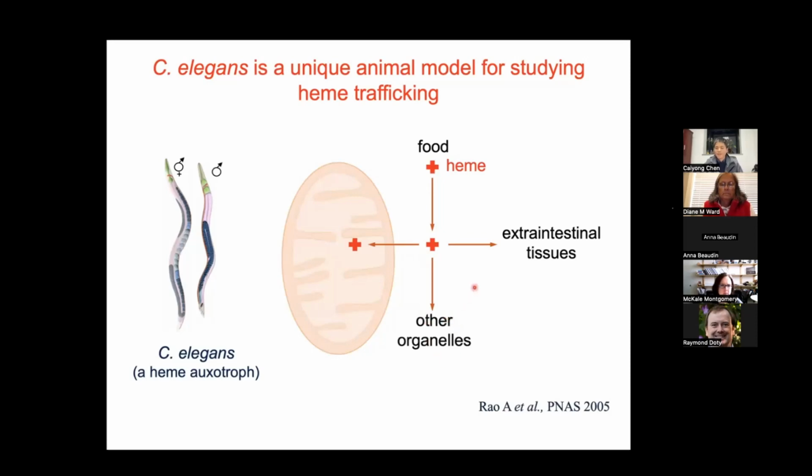In addition, since none of C. elegans cells can make heme, other tissues such as neurons and muscles need to acquire heme from intestinal cells. Because there is no interference of the endogenous heme production, C. elegans provides a clean genetic background and a unique animal model for studying heme trafficking pathways.